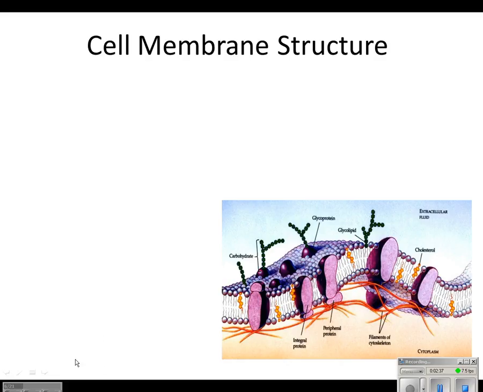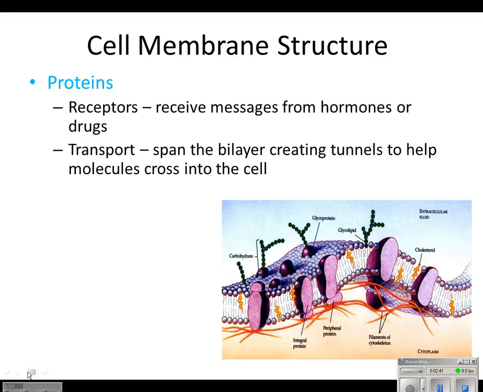Within that lipid bilayer, we have lots of other structures. We have proteins, which are going to work as receptors and for transport. If we look at some receptor proteins, that's these guys here we'll circle, called glycoproteins. And these are carbohydrate chains that hang off. But remember that receptors are going to be specific to molecules that they can receive. And that's based on the molecule shape.